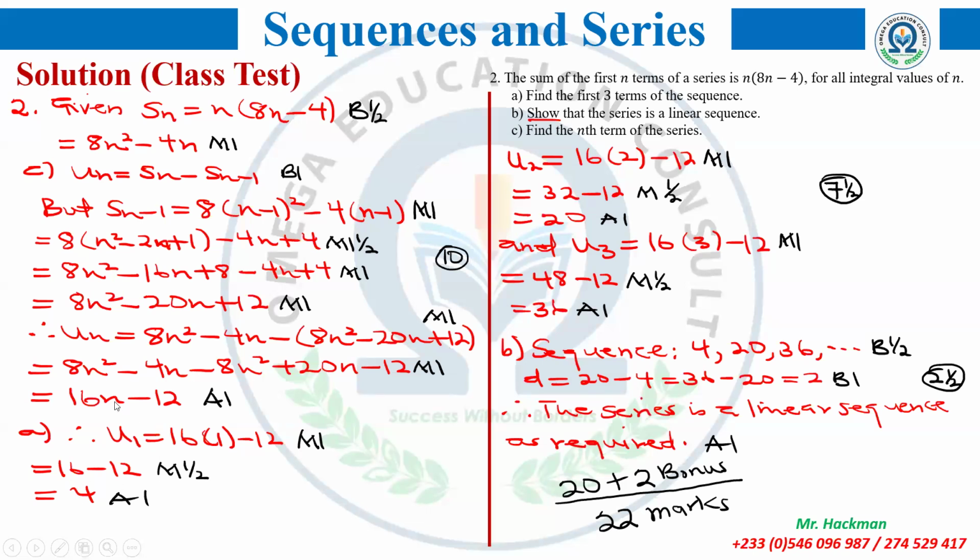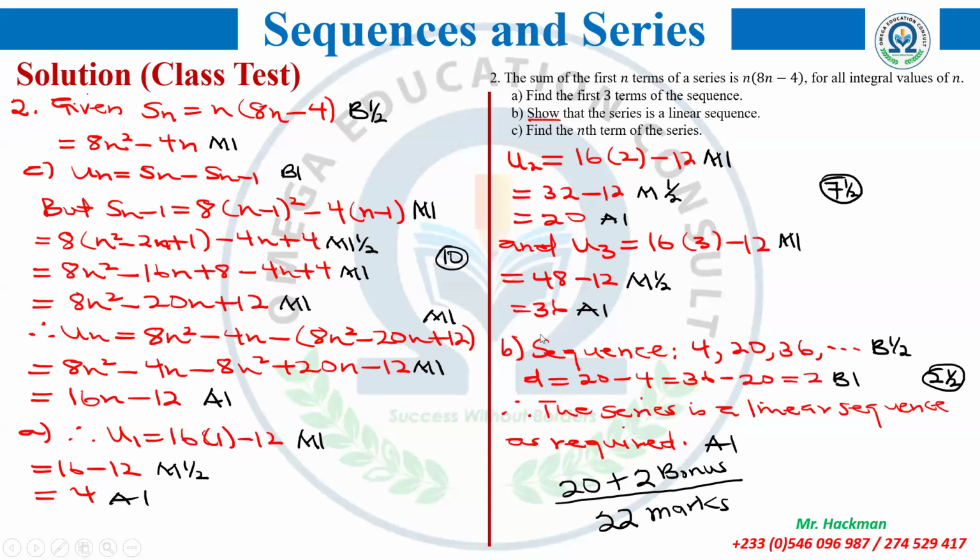So for U sub 1, wherever I see n in U sub n, I replace it with 1. That's what we have here. For U sub 2, wherever I see n in U sub n, I replace it with 2. So this is what you have when you simplify. And the last one, U sub 3, wherever I see n in U sub n, I substitute 3 there, and I simplify, and that will give me this.